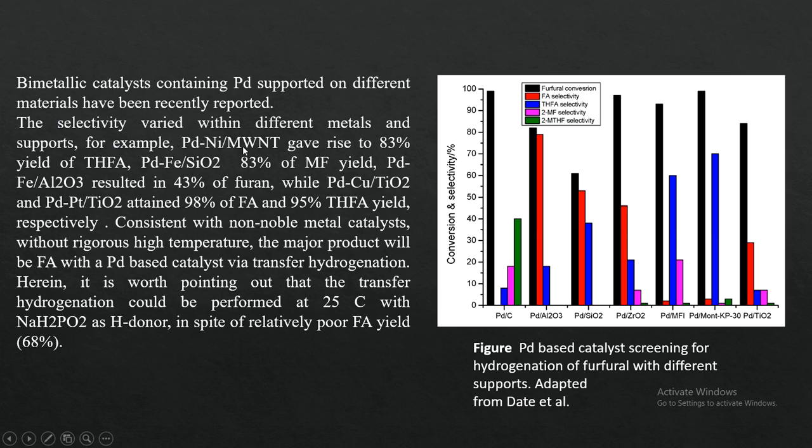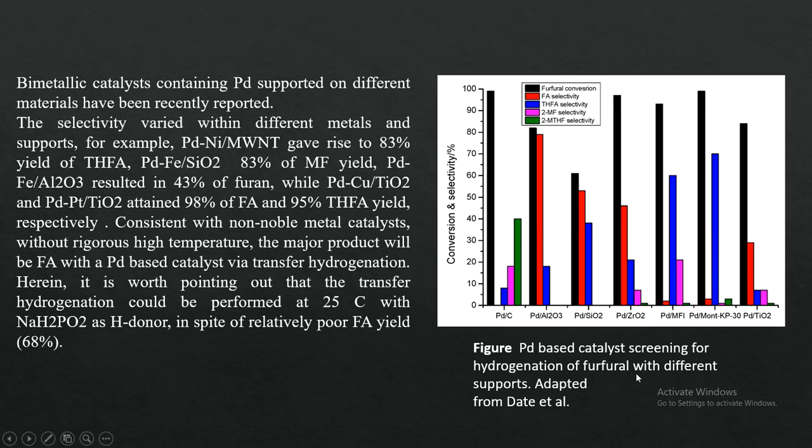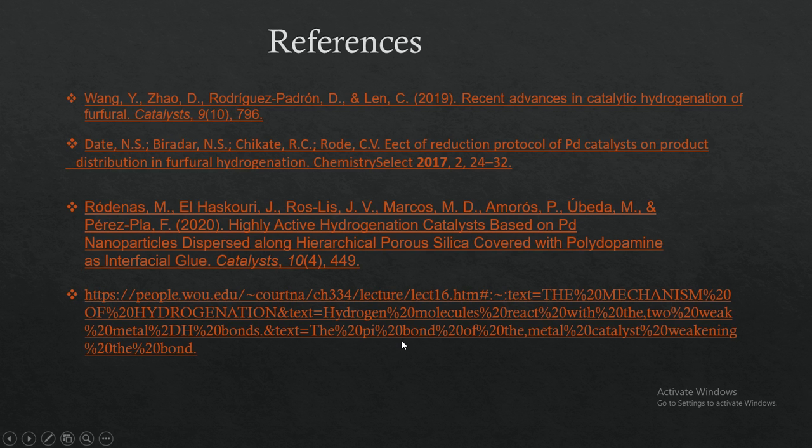The selectivity varied with different metals and supports. For example, platinum gave rise to a 23% yield of DHFA, and platinum with 23% yield resulting in 43% of the furan. For copper, titanium and palladium contain 98% of FA and 90% respectively. So the major product will be FA, and platinum-based catalysts work via transfer hydrogenation. So here you can see the platinum crystal screening for hydrogenation with different supports. Here are the references, where I have borrowed all the materials. So thank you.